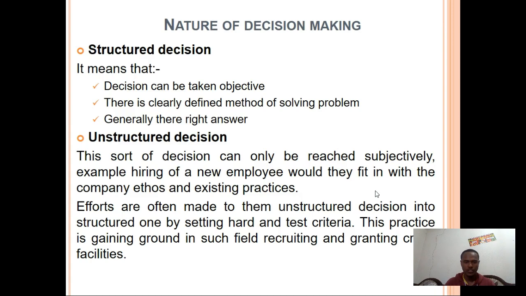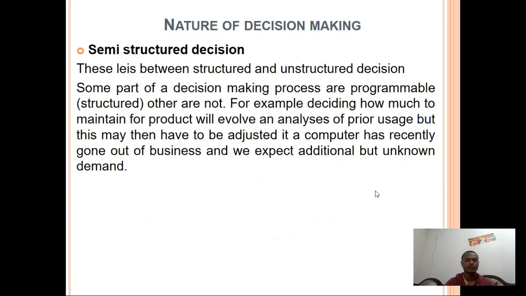Unstructured: this sort of decision can only be reached subjectively. It means it is not objective. People are often made to turn an unstructured decision into a structured one by setting hard and fast criteria. Semi-structured lies between both structured and unstructured. It means some of its parts are structured and some of its parts are unstructured.